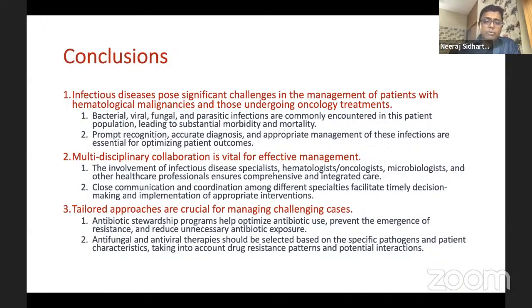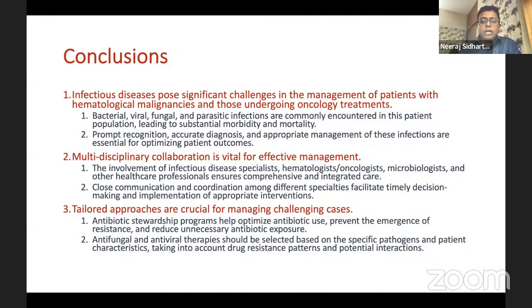Also very importantly is the involvement of the other healthcare professionals, especially the clinical pharmacist, which ensures comprehensive and integrated care for the patients. So I cannot but stress the importance of very close communication and coordination among the different specialists, as we saw in the antifungal stewardship, which facilitates timely decision making. And timely decision making is very important, especially for patients with neutropenia.